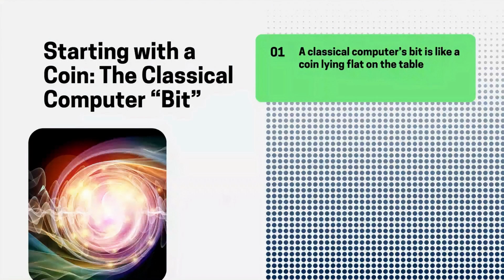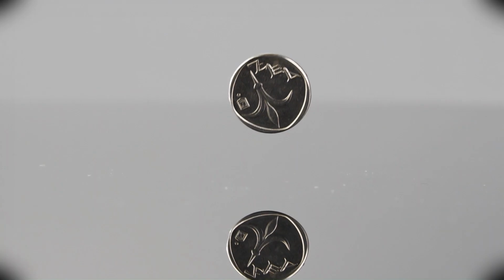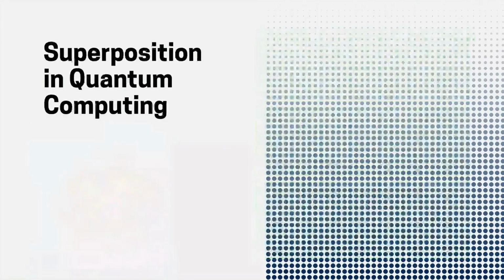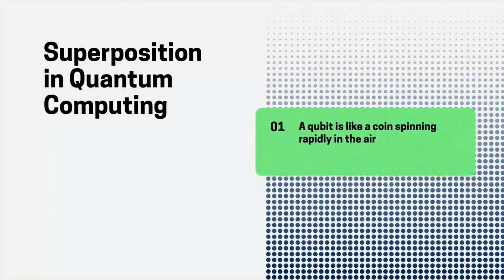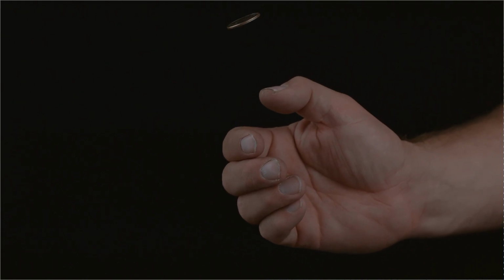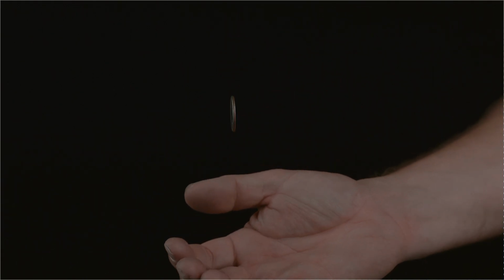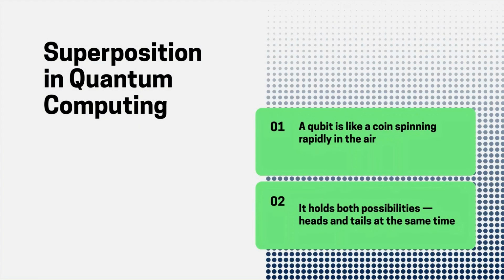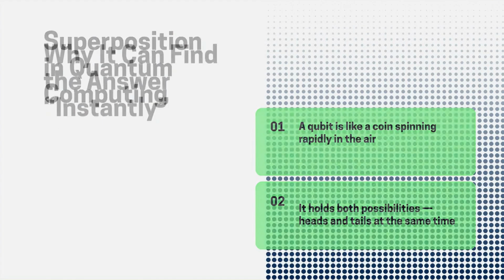A traditional computer is like a coin you've flipped and caught on a table. It can only be heads or tails, one or the other. That's our classical bit. But a quantum computer's qubit is like that coin when it's spinning in the air. In this state, it's neither heads nor tails. It simultaneously holds both possibilities in a superposition. Feeling a bit dizzy? Now, for a more vivid example.